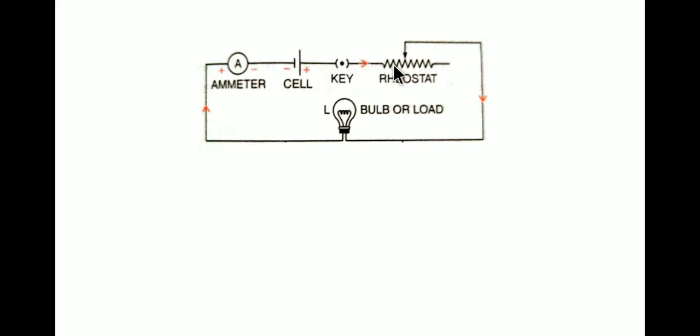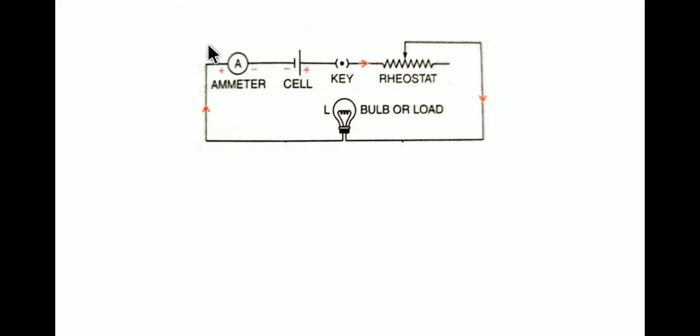Then it enters the rheostat, which is again connected in series. Then the bulb comes, and over here the ammeter is connected in series again, and over here the battery or cell is there. So for the load, where the main work is being done, the load is connected with the positive terminal on one side and the negative terminal on the other side.